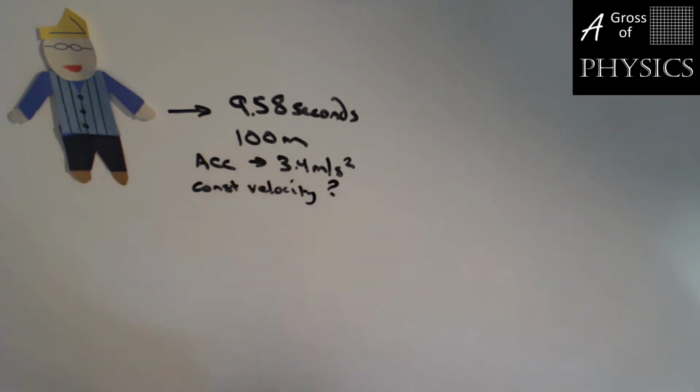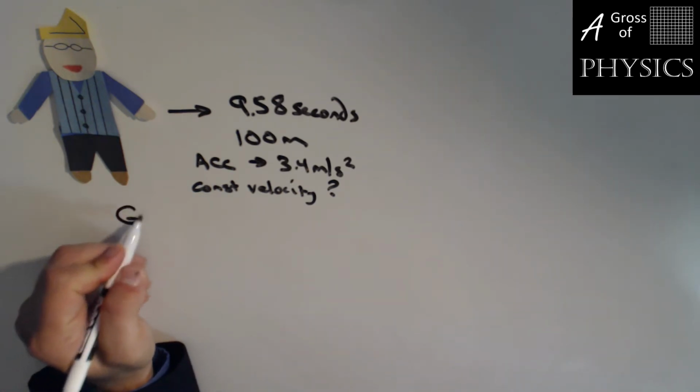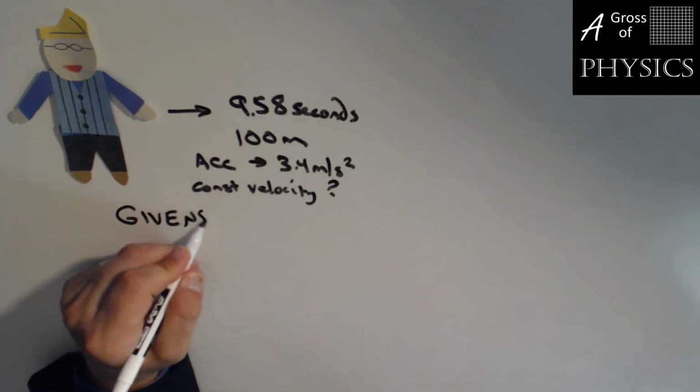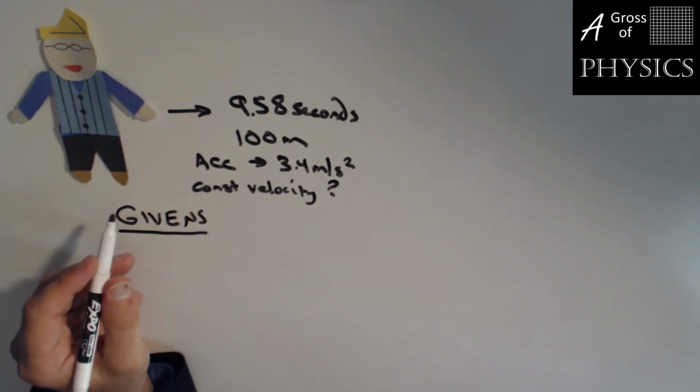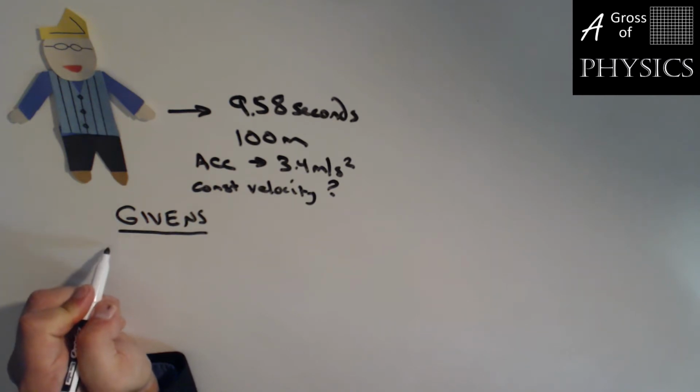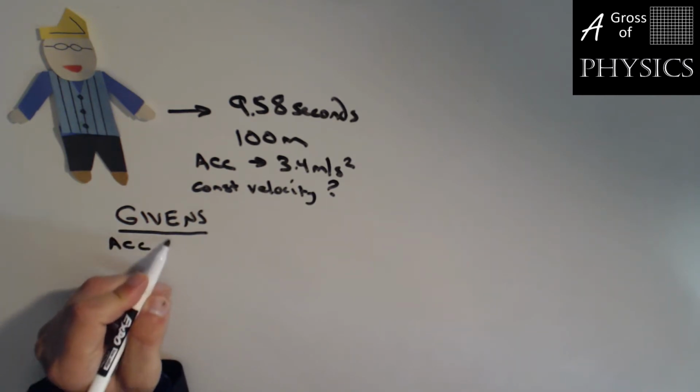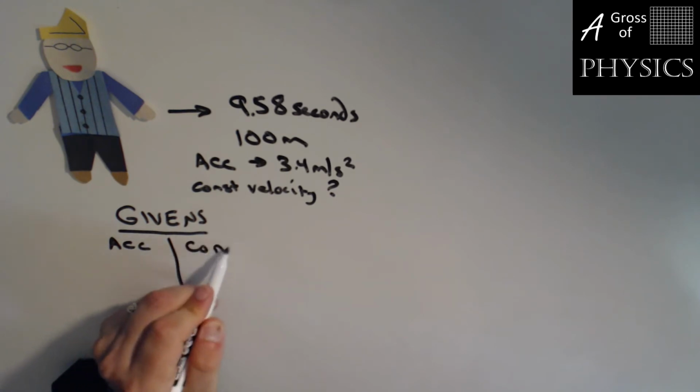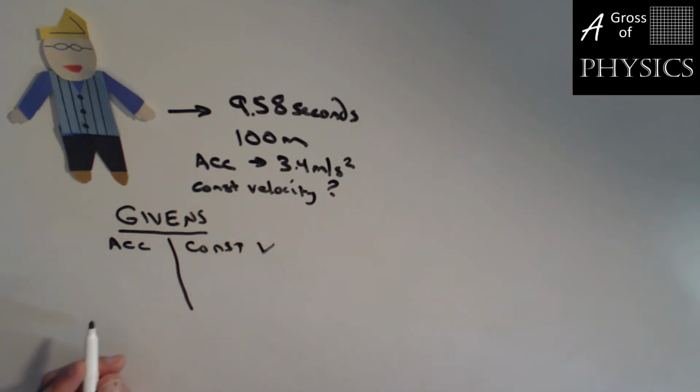But we don't know what that is. Now this is the first problem we're going to deal with where we need to use the final velocity of one section as our initial velocity for the next. So what we'll do is set up our givens list using two parts. And this will be important again when we do the projectile motion section shortly. We have the accelerated part, and we have the constant velocity part.